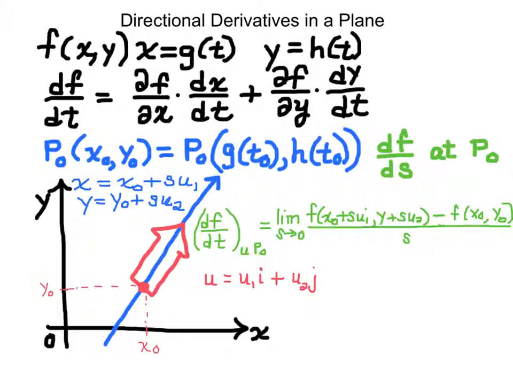The directional derivative, which we have just defined in this equation, is denoted by D sub u of f at p naught. This is the derivative of f at p naught in the direction of u. Let's try an example of this.